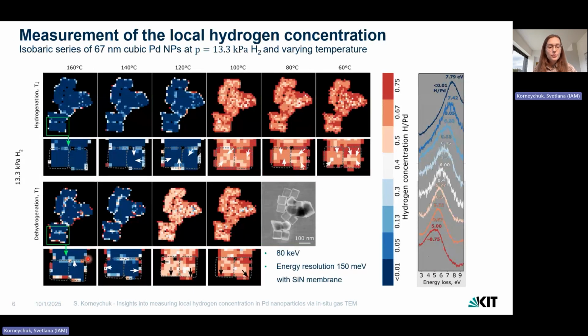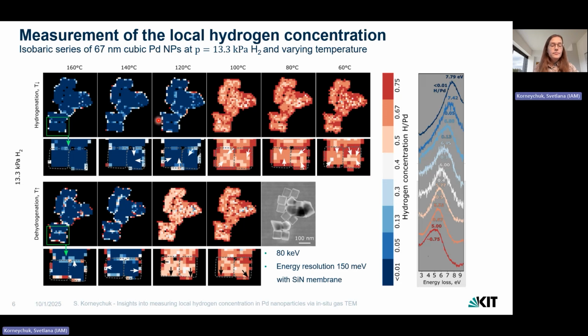So now I finally go to the experimental results. Just to be clear, the whole experiment was acquired at 80 kiloelectronvolts, not only to get a better signal-to-noise ratio, but also to reduce Cherenkov radiation. That is quite important. At 300 kV, you will not get this data. The energy resolution I got with a monochromator was about 150 millielectronvolts, already with the silicon nitride membrane. So that was enough to evaluate the shift of the palladium hydrogen plasmon.